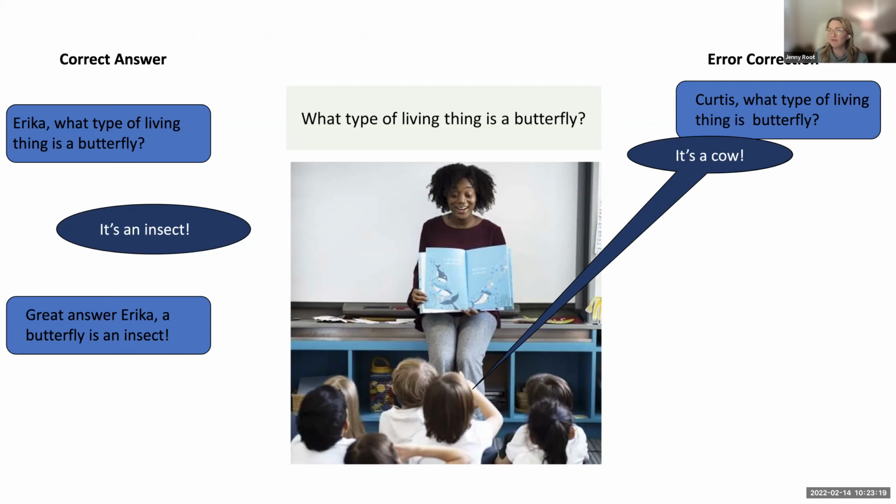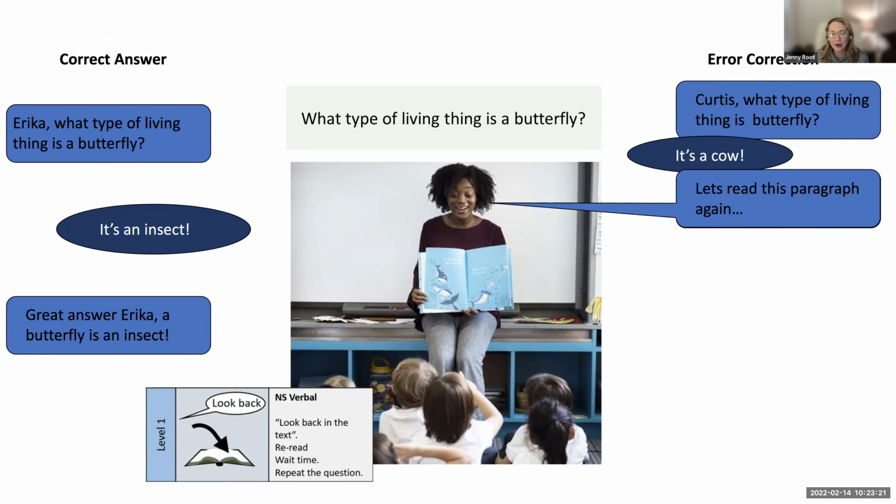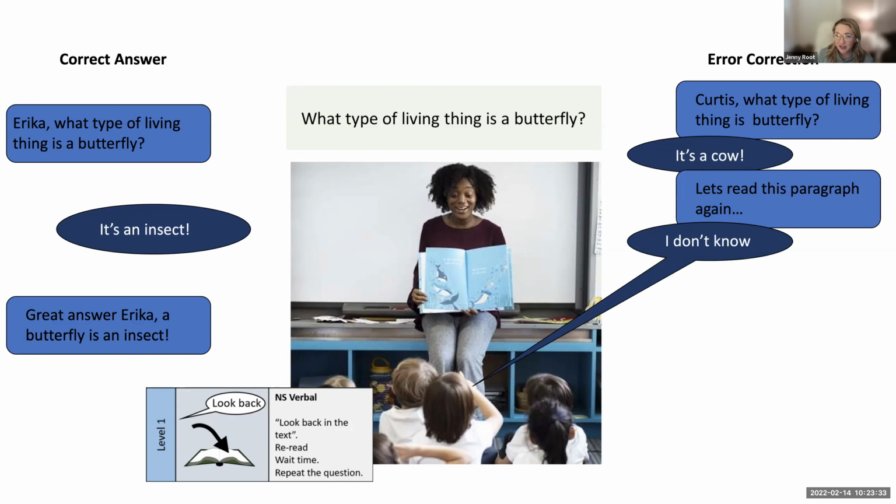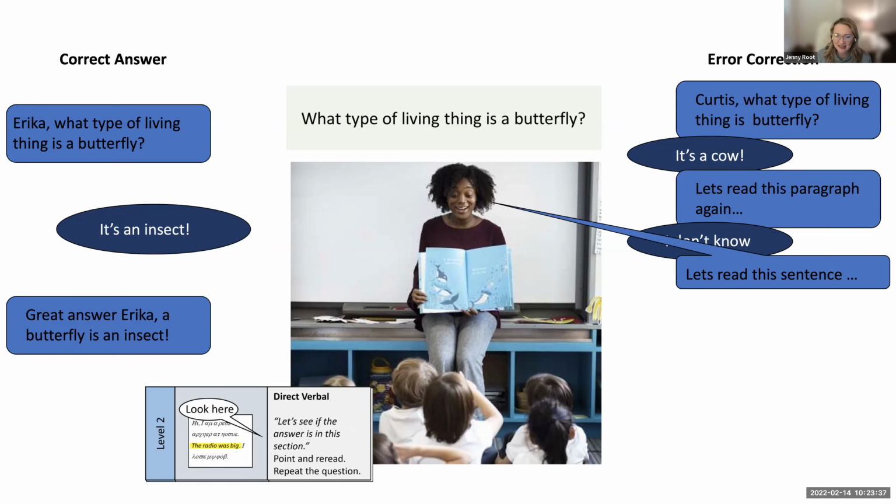It's a cow. Let's read this paragraph again. That's a non-specific verbal prompt. She's going to look back into the text, reread 2-3 sentences of the text, repeat the question. He says, I don't know. Let's read this sentence. Let's see if this answer is in this section. Point and reread, repeat the question.